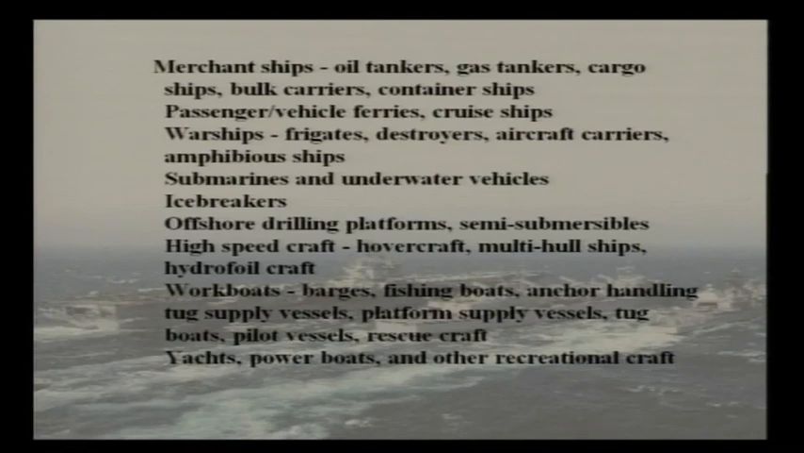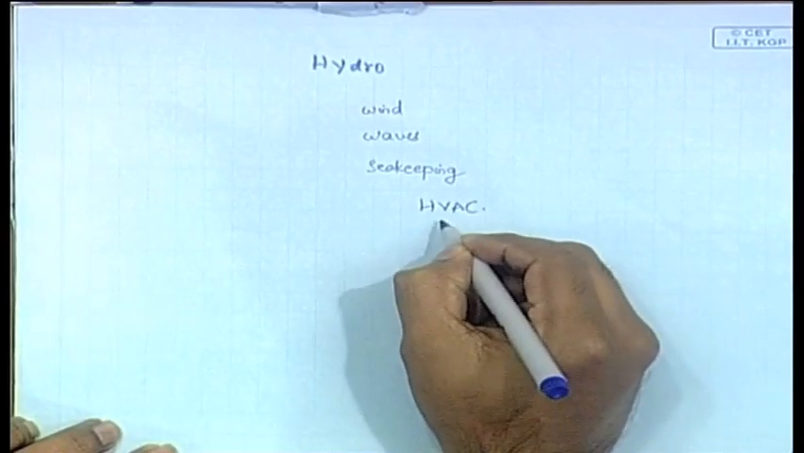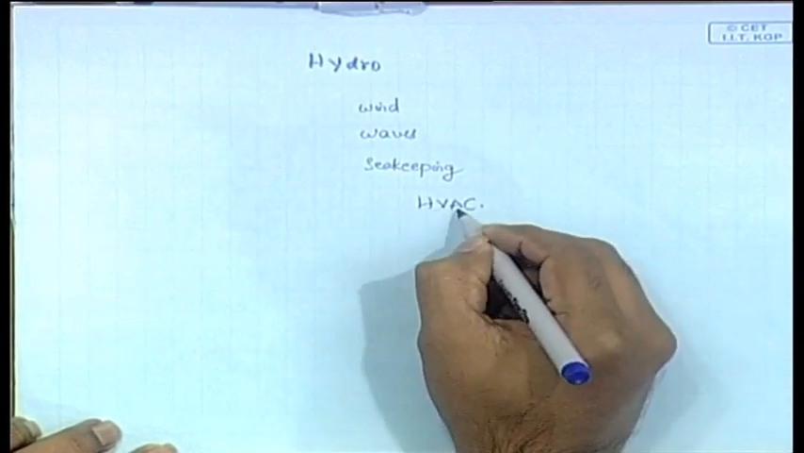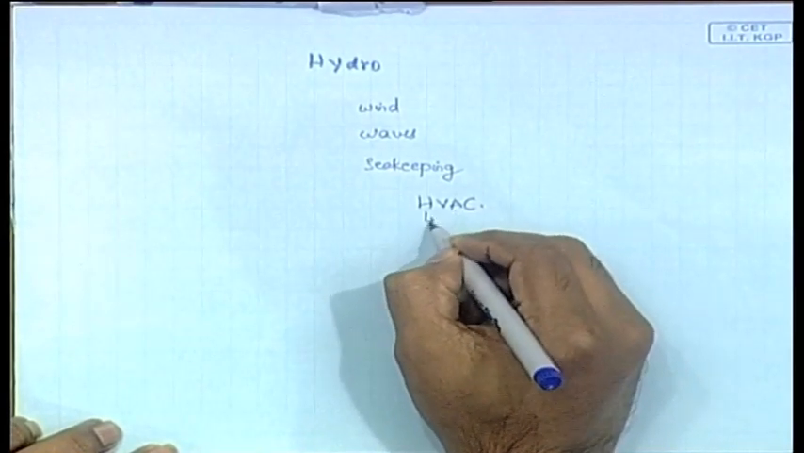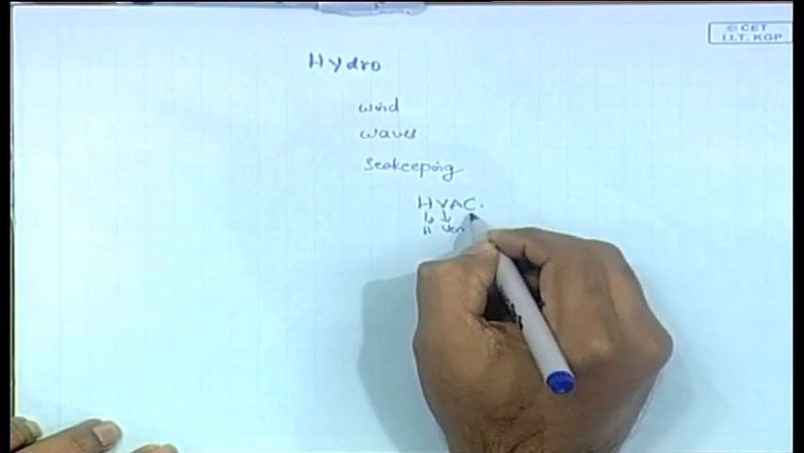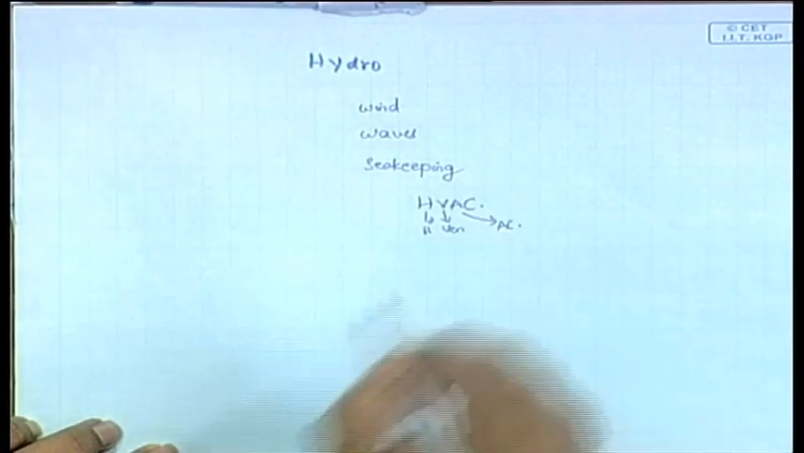In ship design, mainly you study the layout, you study the engine requirements, you study how the rooms should be, everything. You study the pipings or what you call HVAC. HVAC, you know that, okay, heating, ventilation and air conditioning. This stands for heating, this stands for ventilation, and this stands for air conditioning.